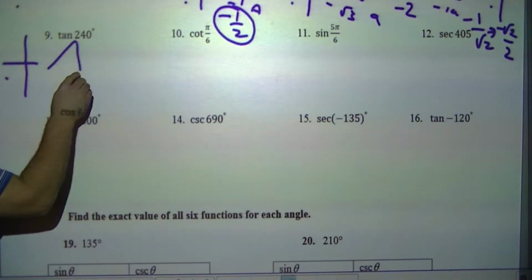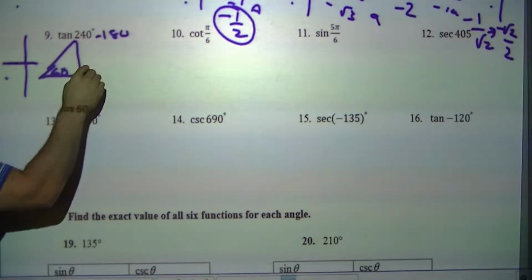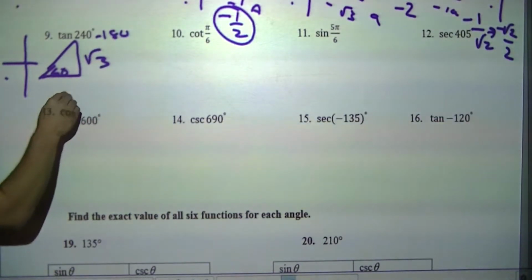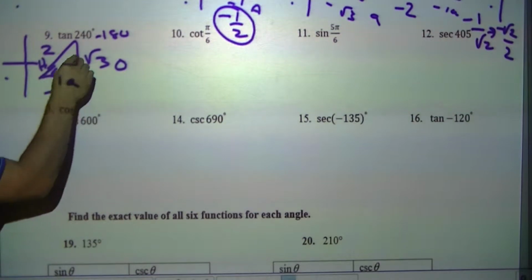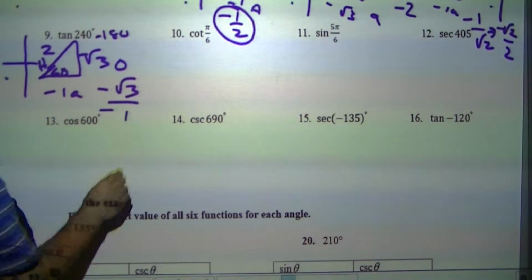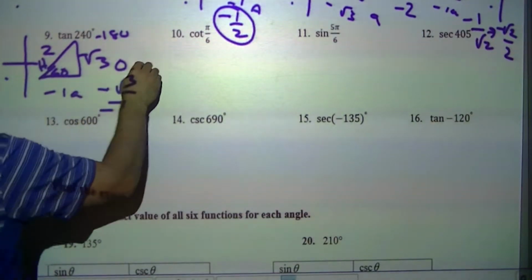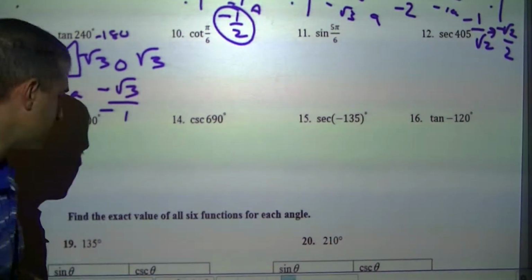Okay, so I'm going to have a 60-degree triangle because I'm going to subtract from 180. That's going to be a square root of 3, 1, and 2. Adjacent, opposite, hypotenuse. Down on this one, both of these are negative. Tangent, negative square root of 3 over negative 1. Now, both of those negatives will cancel out. Okay? Cotangent, pi over 6.